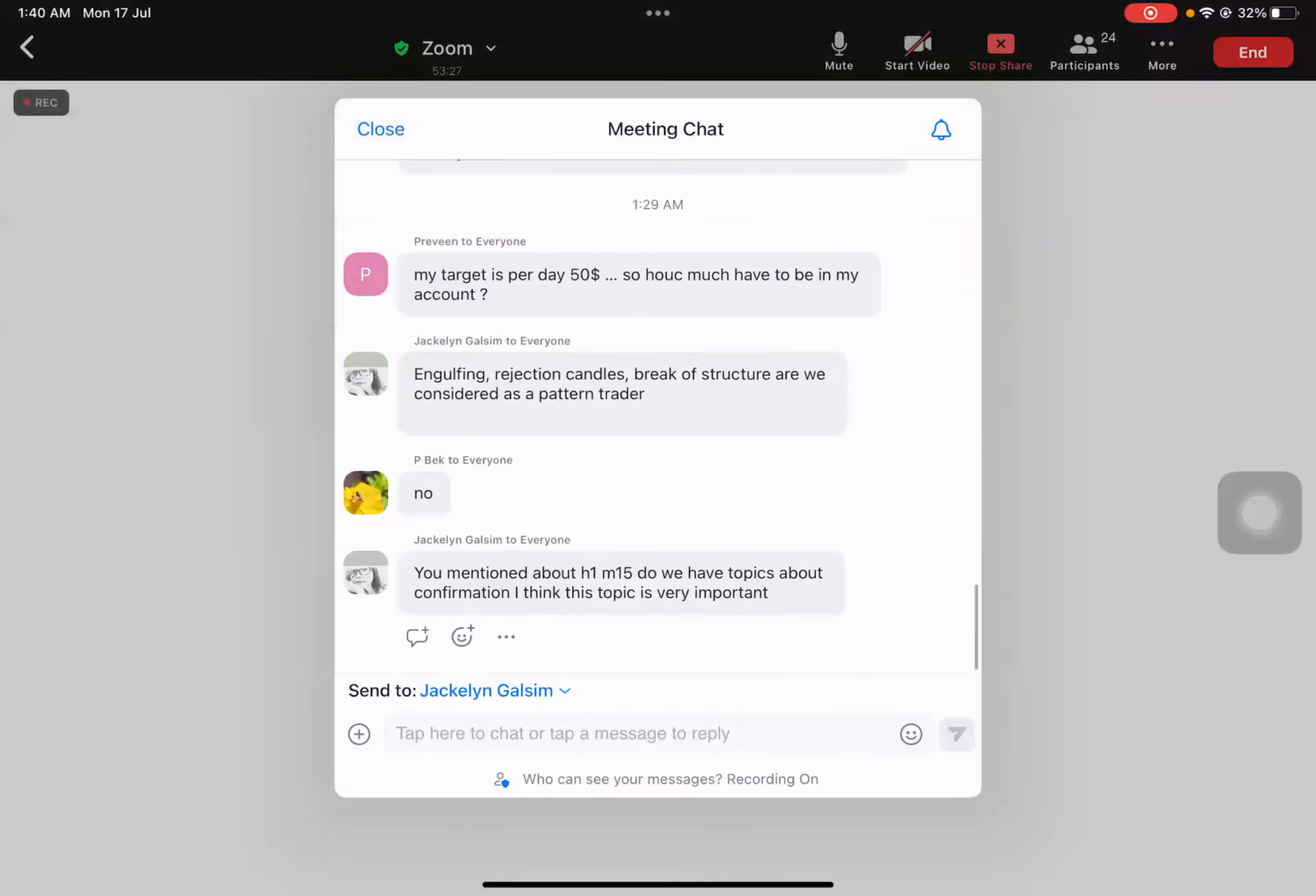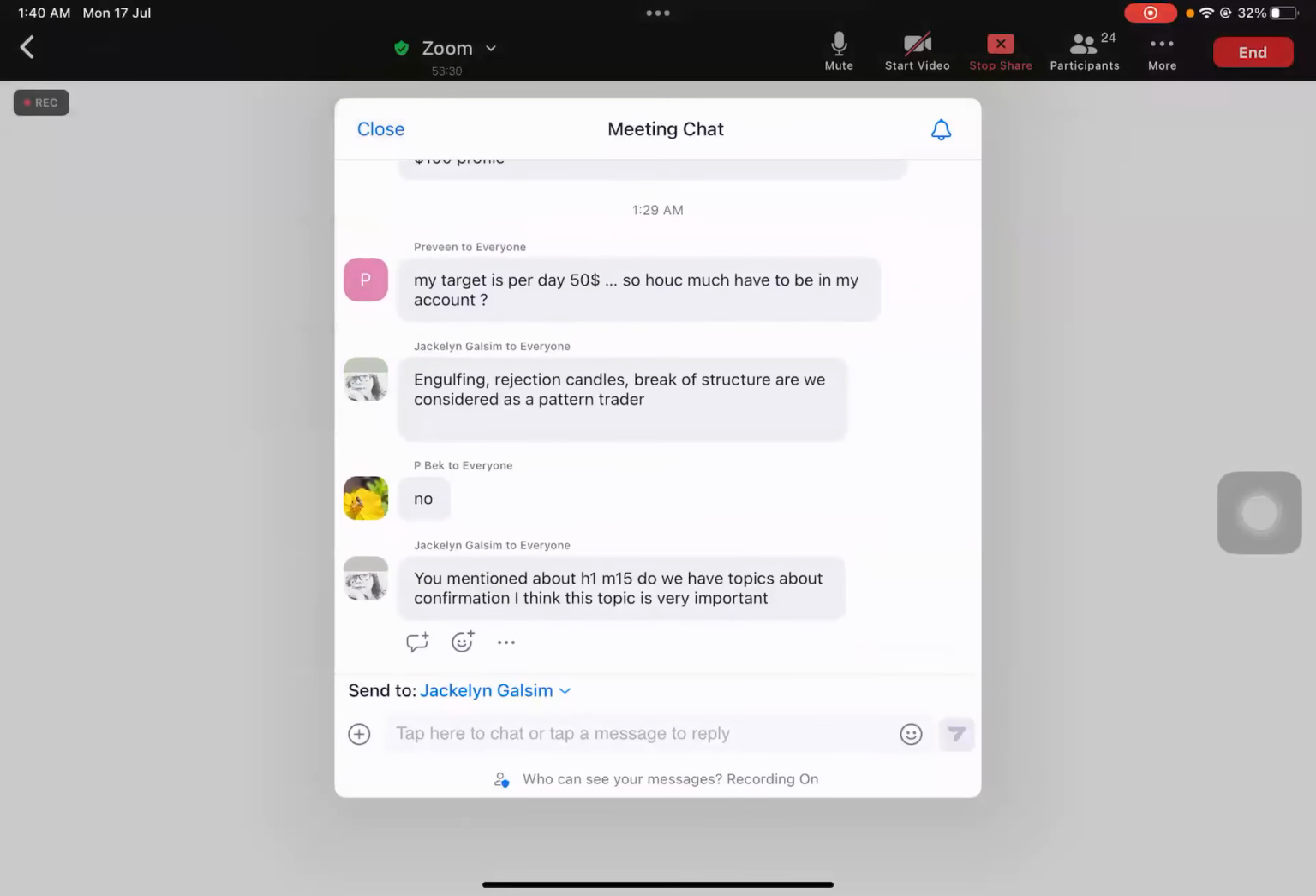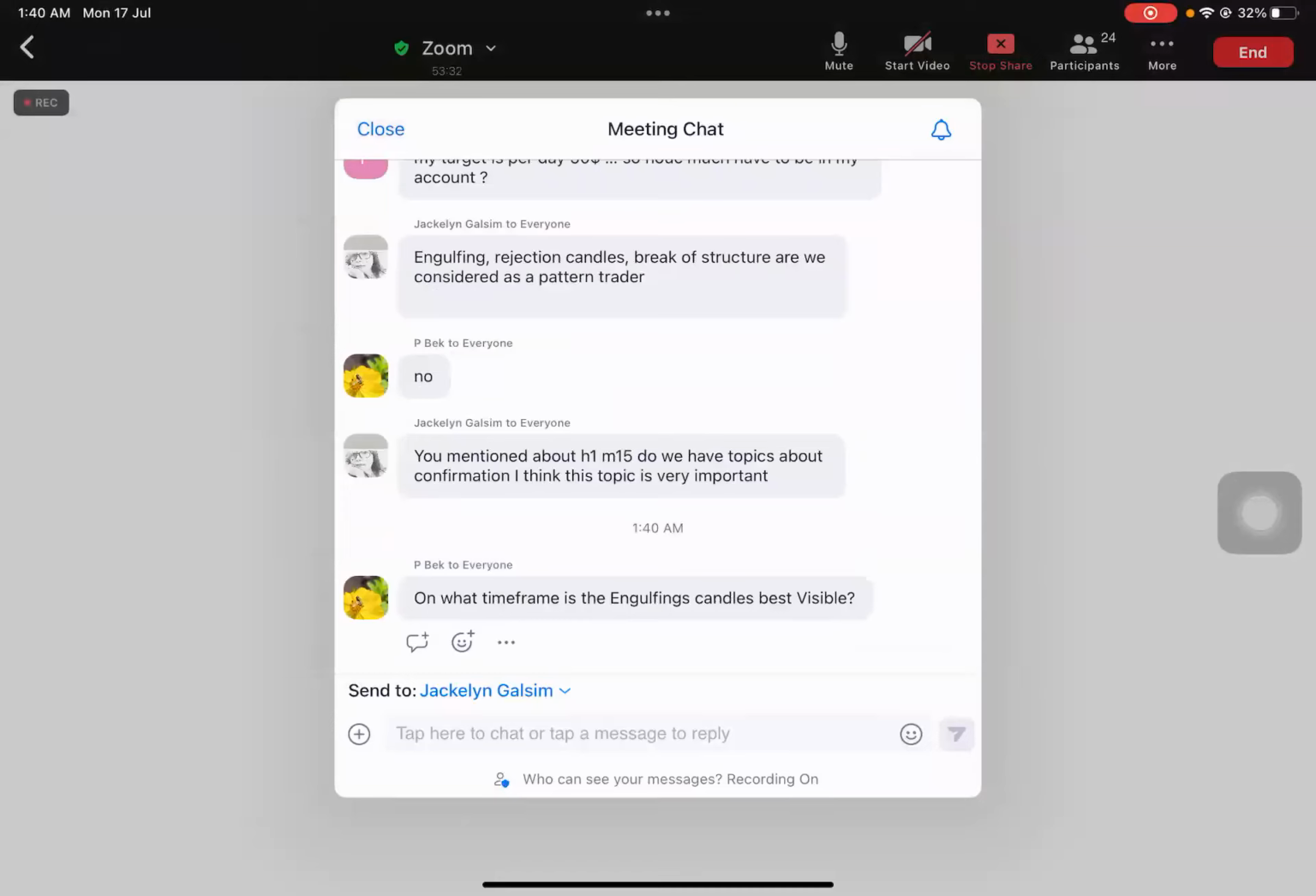Okay, you mentioned about H1 and 15. Do we have topics about confirmation? I think this topic is very important. Okay, on what time frame is the engulfing candle best visible? Okay, for the first one, H1 and 15. I have the topics, the topics of the time frames. I will consider this as a time frame. For time frame confirmations, we apply it through every confirmation.